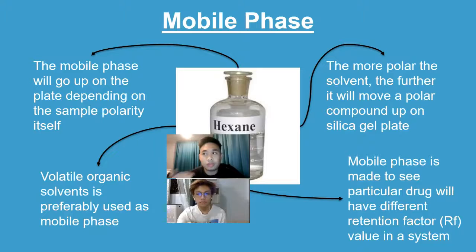Okay, the mobile phase will travel further on the TLC plate. And the last one is that the mobile phase is made so that a particular drug will have a different retention factor, which is the Rf value, in a system. The Rf value is a formula of the distance traveled by the sample over the distance traveled by the solvent.